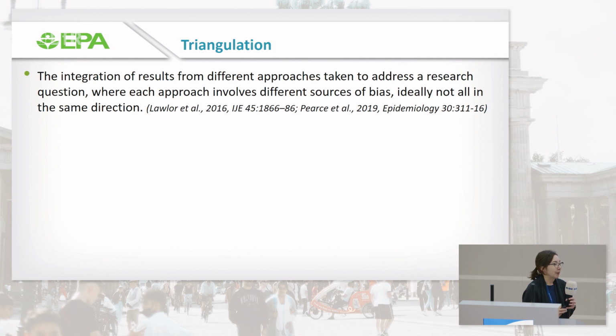So with that backdrop, I'm going to move into talking about triangulation. Triangulation can mean many different things to different people, and the definition that I've put up here is consistent with some of the more recent publications from Deborah Lawler and other authors. And the definition here is the integration of results from different approaches taken to address a research question, where each approach involves a different source of bias, ideally not all in the same direction.